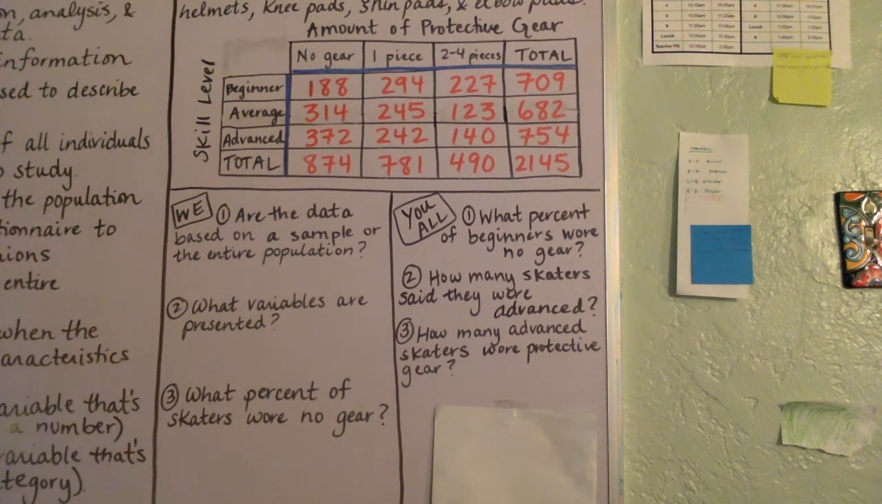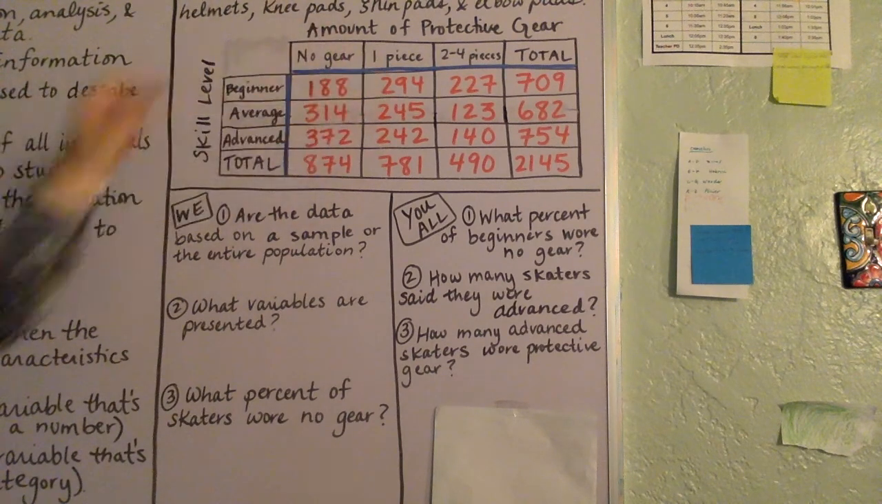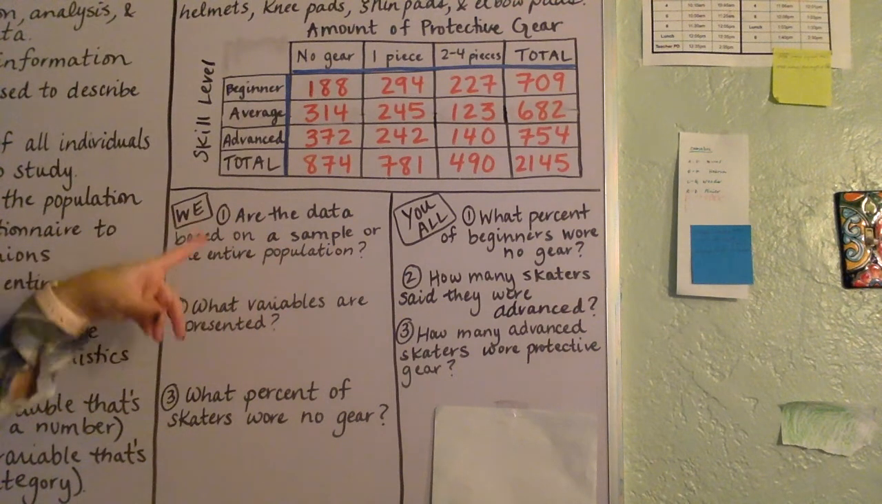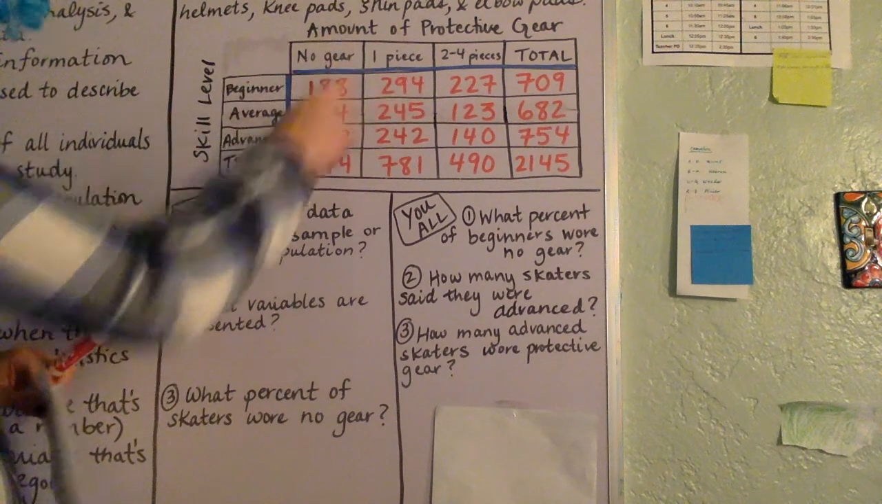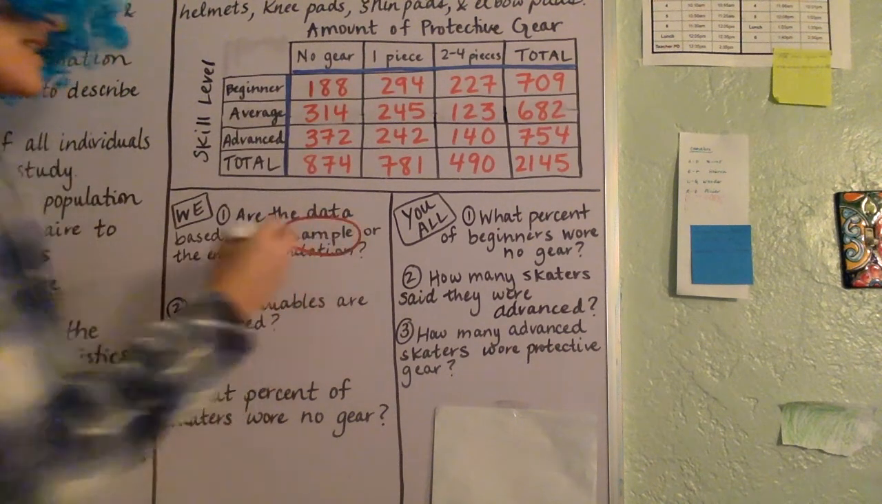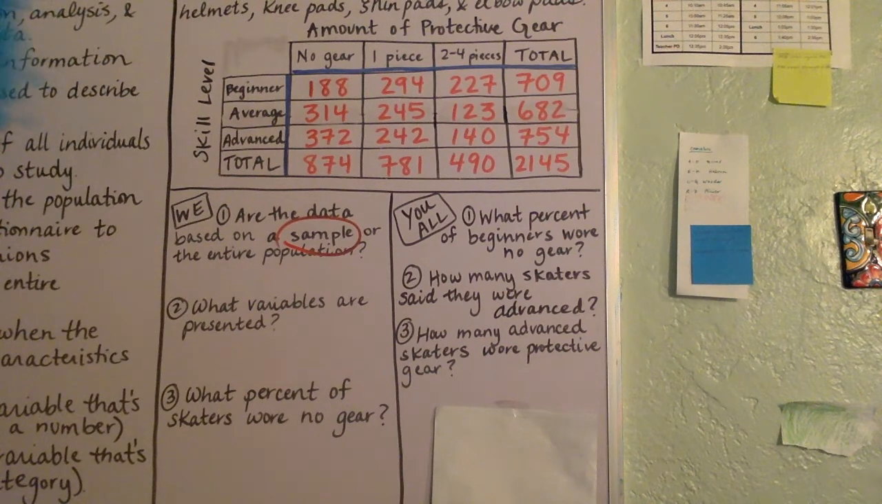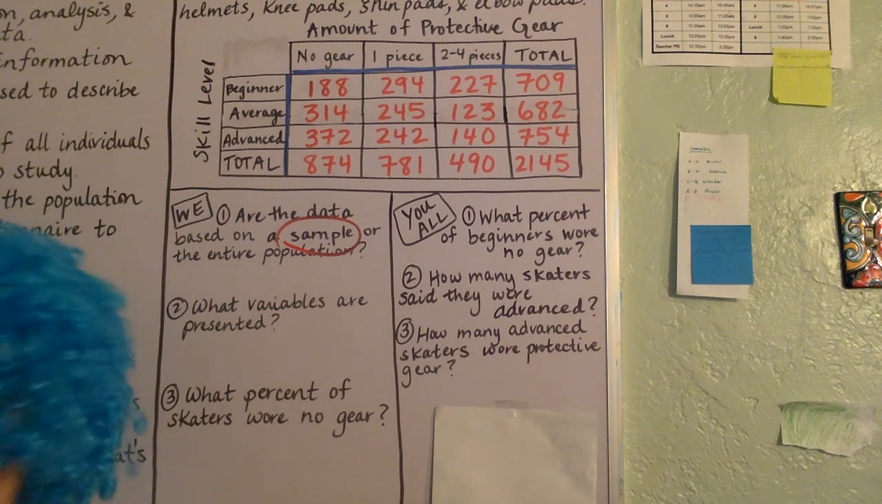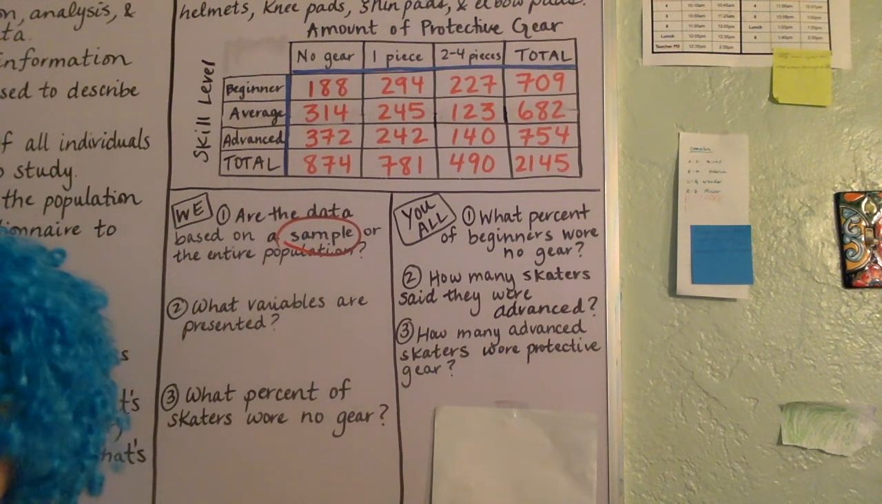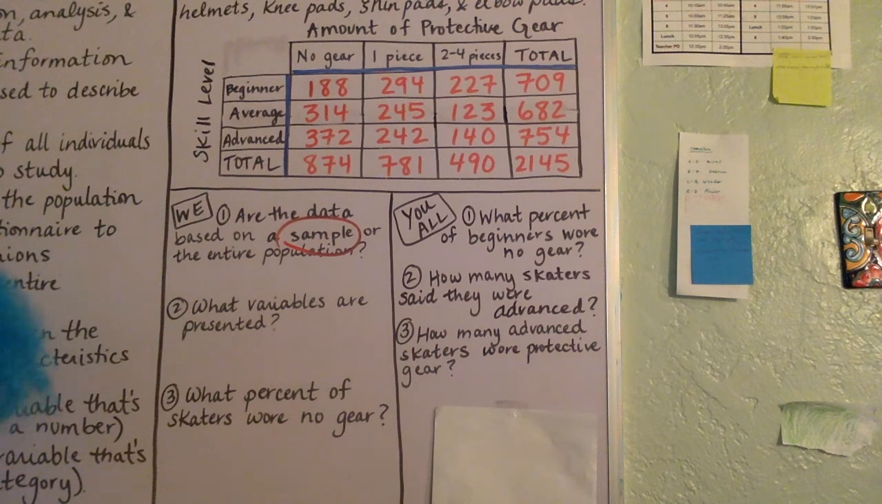Here are a couple of questions that we want to make sure we can answer. Let's start with the first one. Is the data that you see here in the chart based on a sample or the entire population? Randomly, 2,145 people that are inline skaters were sampled, or were asked these questions, and so I think it's a sample. If it was the whole population, they would have rounded up every single person that's an inline skater and given them this set of questioning. So this was just a sample.